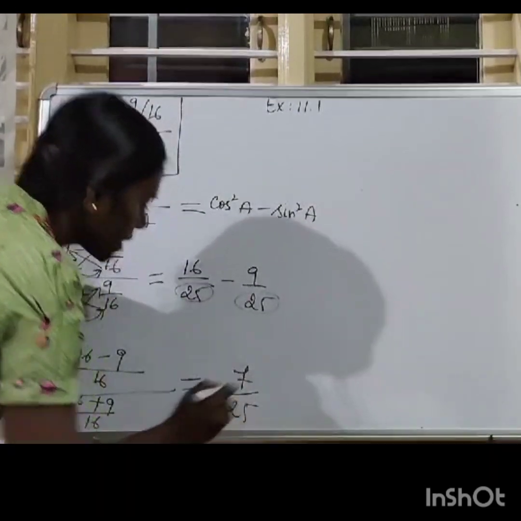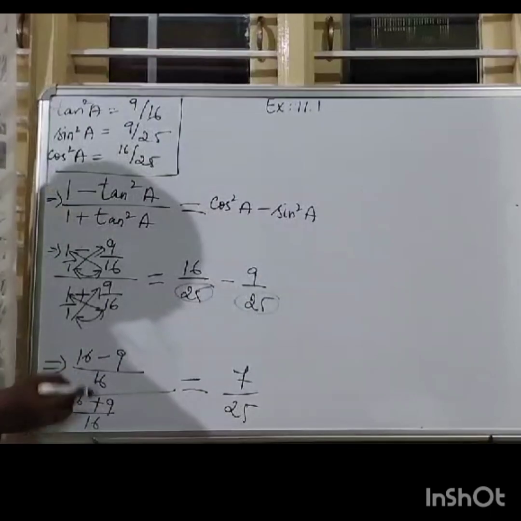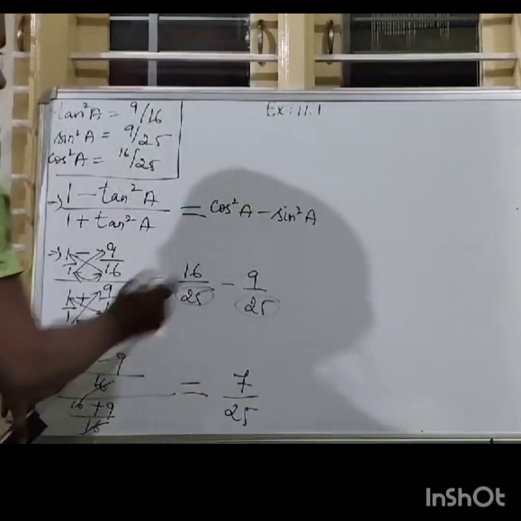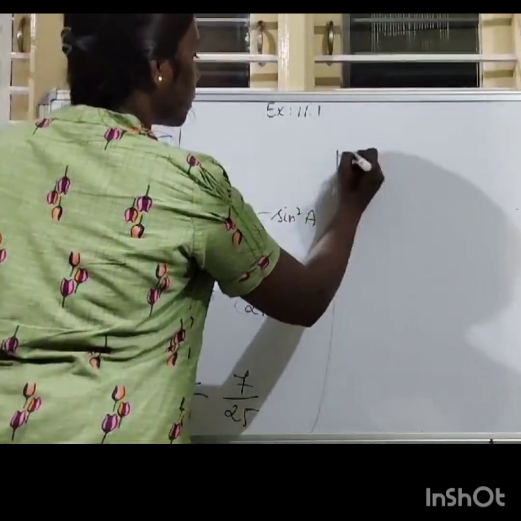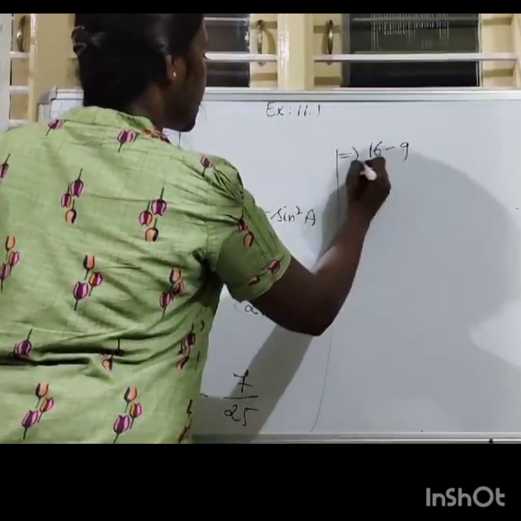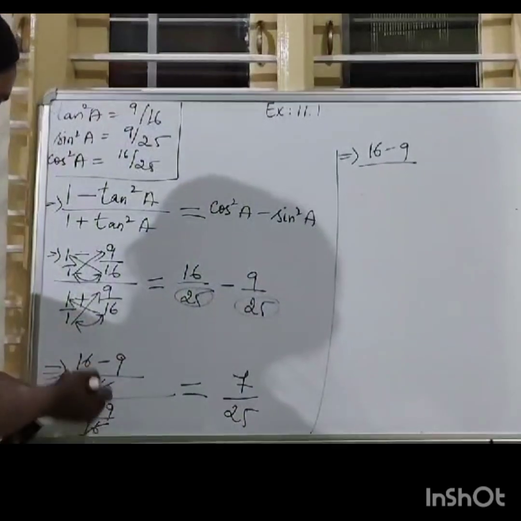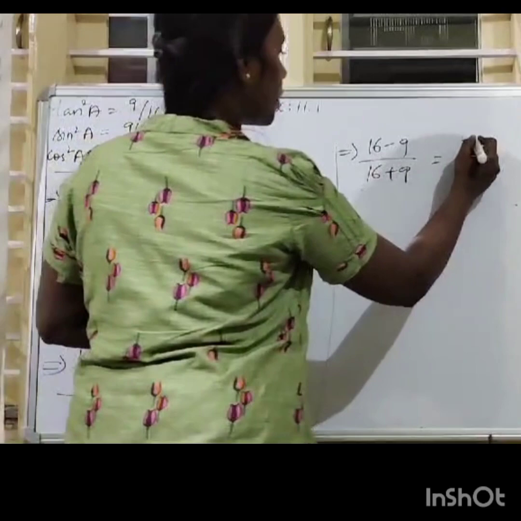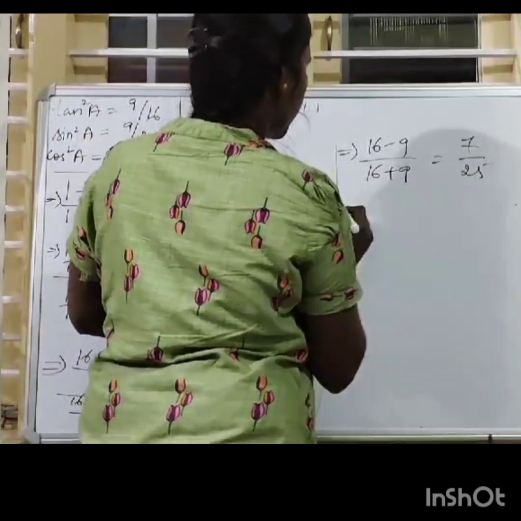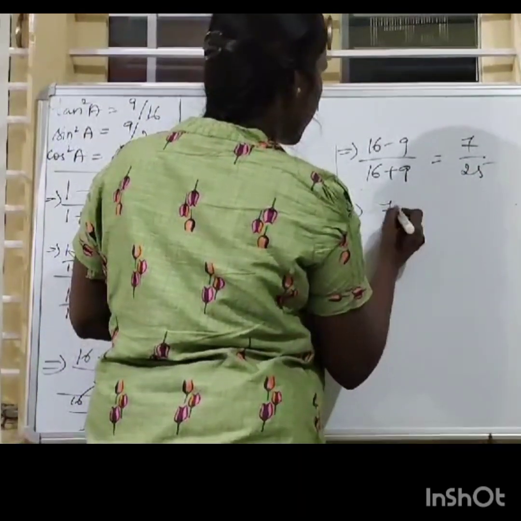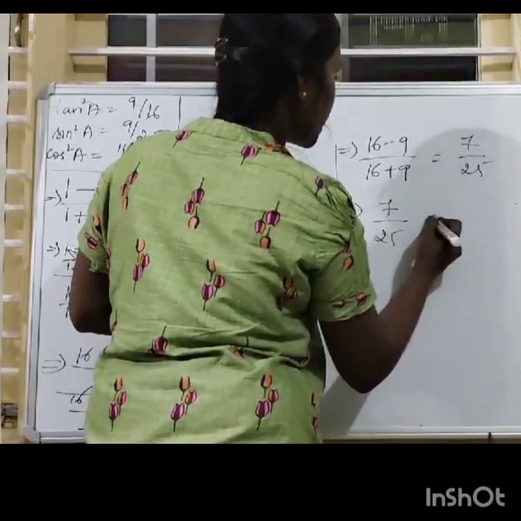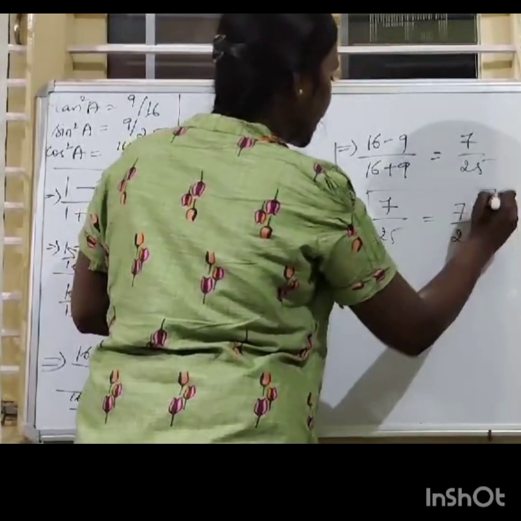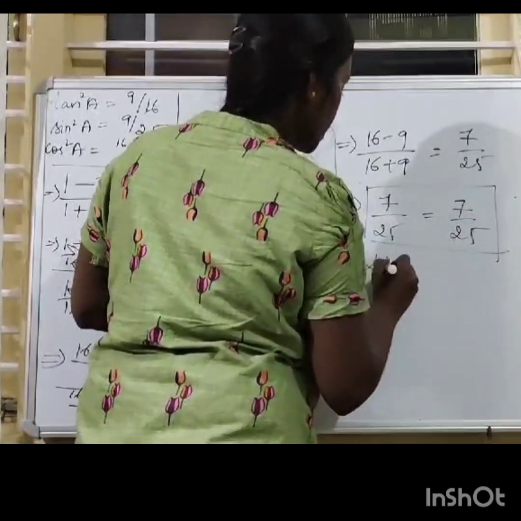16 minus 9 is 7. Here the denominators are same, so 16 and 16 will get cancelled. Now we are remaining with 16 minus 9. The 16 and 16 has got cancelled, so down we are having 16 plus 9 is equal to 7 by 25. 16 minus 9 is 7, 16 plus 9 is 25, and here on RHS we have 7 by 25. So here we can see LHS is equal to RHS.